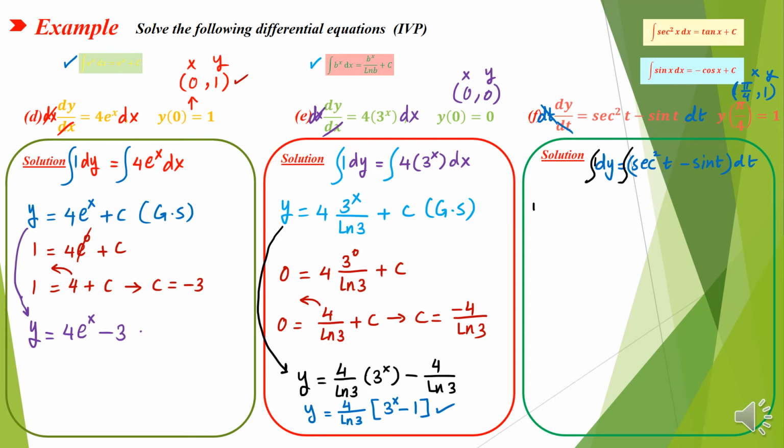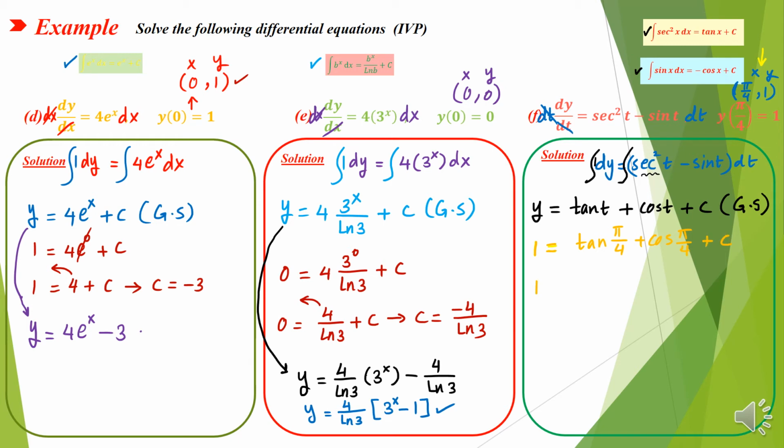Here we have 1 dy, so the integration will be y equals the integration of secant squared, which is tan t, minus the integration of sine t, which is minus cosine t. We have minus here, so you will get plus cosine t plus c. So this is the general solution, and now you have to find the particular solution by plugging the point here in the given solution. So we have 1 equals tan of t, which is pi over 4, plus cosine pi over 4 plus c.